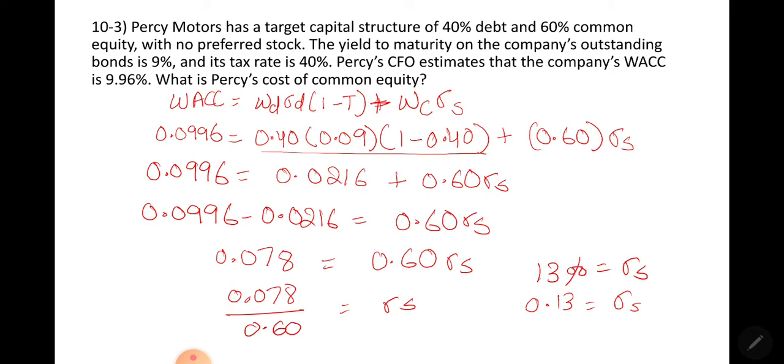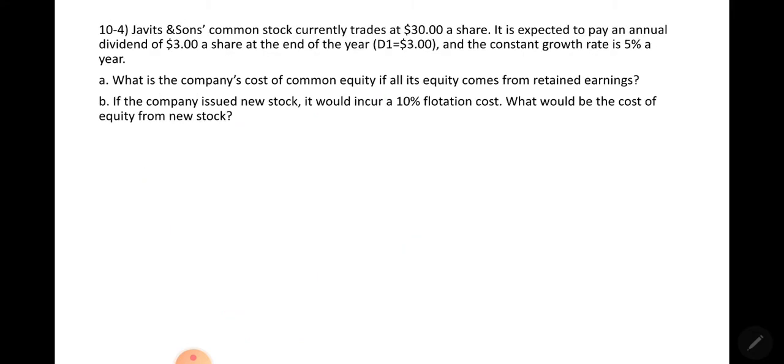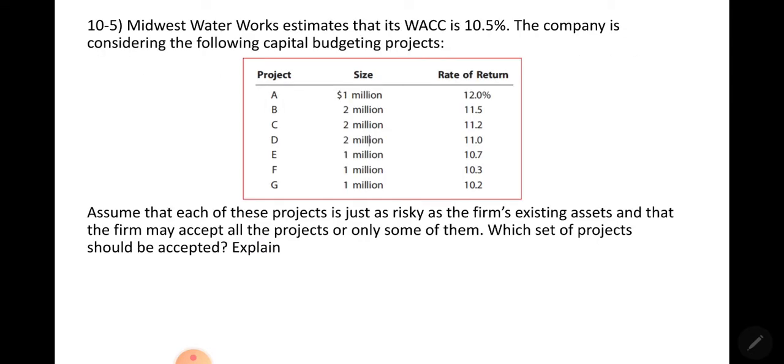So moving to the next question. Now, this question tells you that Midwest Water Works estimates that its WACC is 10.5%. The company is considering the following capital budgeting projects. Assume that each of these projects is just as risky as the firm's existing assets, and that the firm may accept all the projects or only some of them. So you know that in this question you can accept more than one project. Which sets of projects should be accepted?